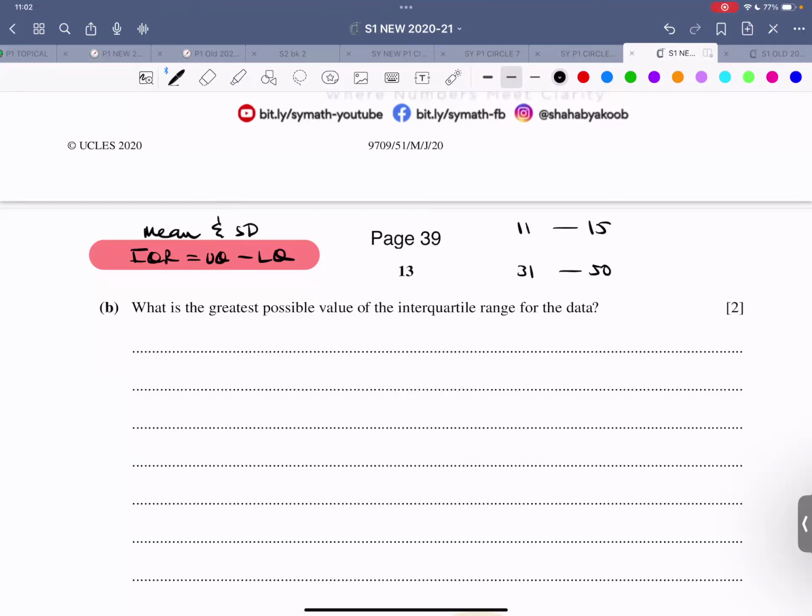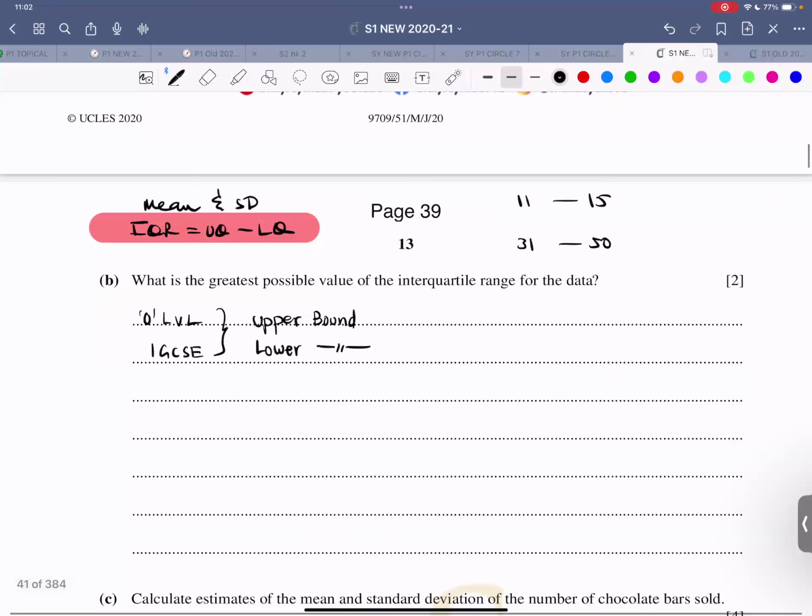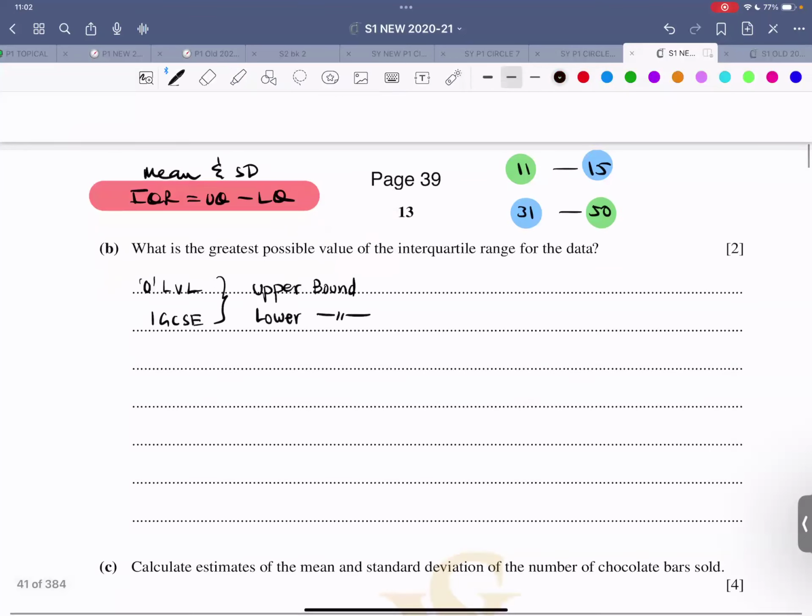Now, you have learned something in O-level math or IGCSE maths, that is about upper bound and lower bound. For this, if I need the maximum value, that would be the difference between these two. If I need the minimum, that would be the difference between these two. Since we are looking for the greatest value of the interquartile range, that would be 50 minus 11, and that comes out to be 39.